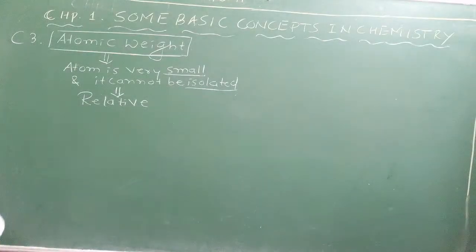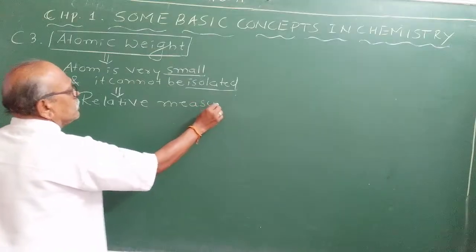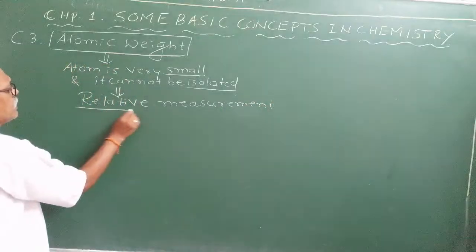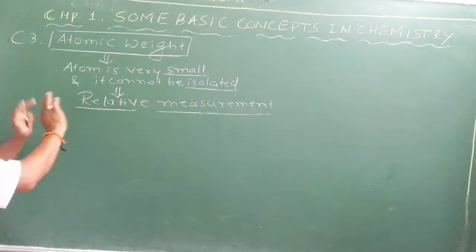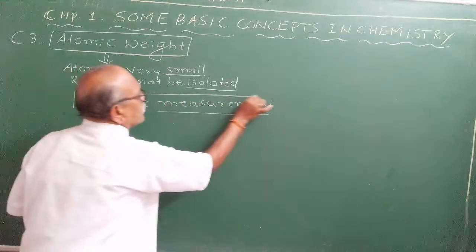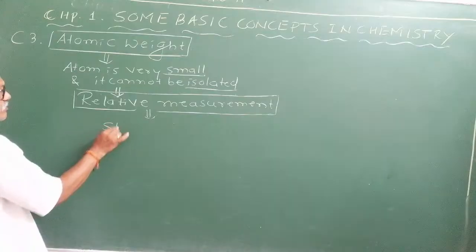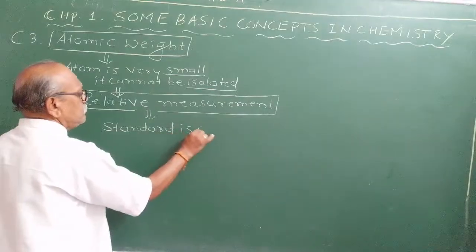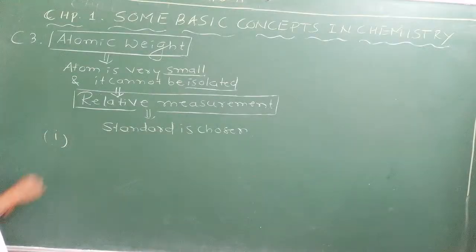Measure absolute mass of it. There are two types of measurement: absolute measurement and relative measurement. Initially, there was no standard method of measure. Standard is chosen. So initially different standards were used.